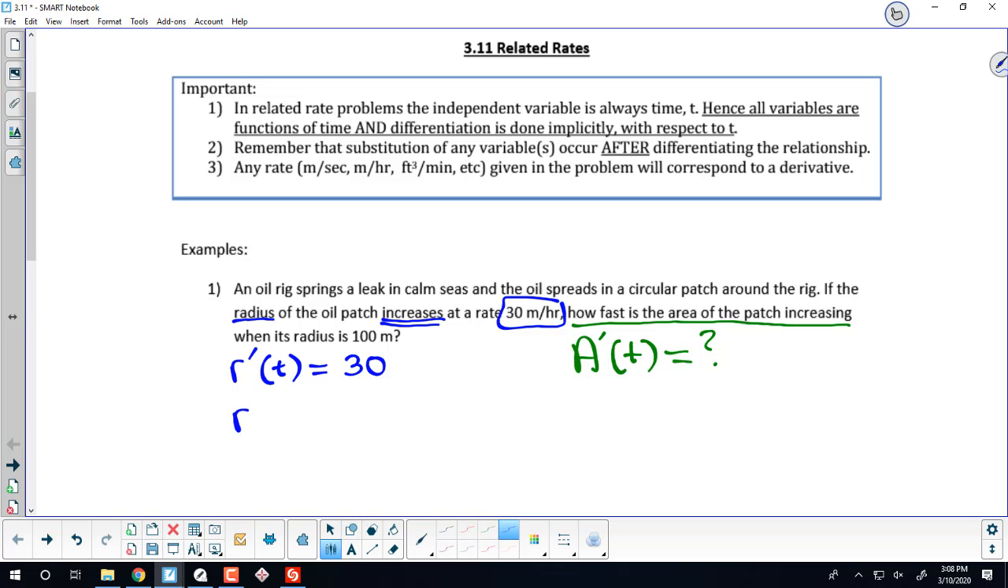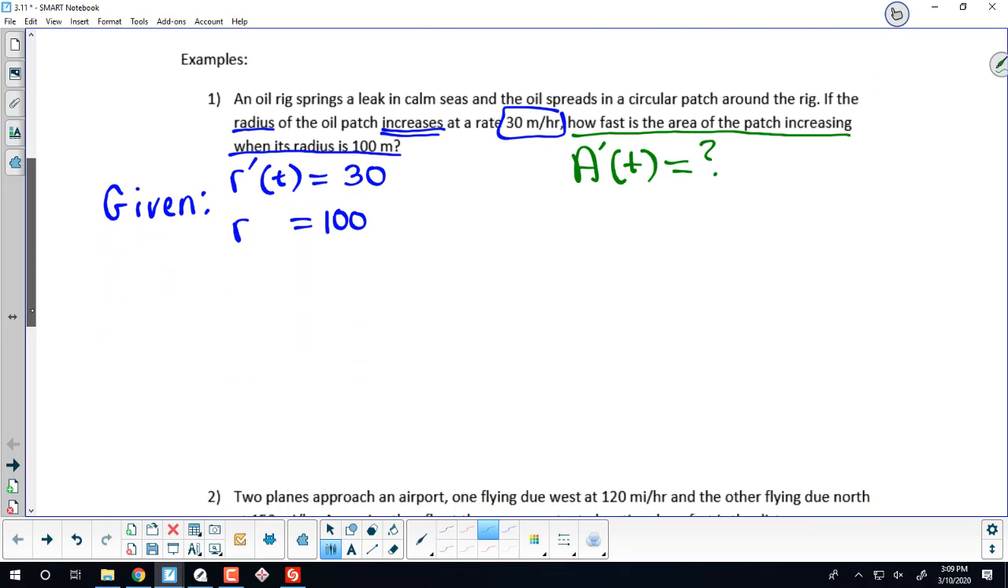So we'll just write that again. Our radius is 100. So that's what's given to us. Given the rate of change of the radius and a specific radius, what we want to do is find out how fast the area is changing. So that's what's given to us in that problem.